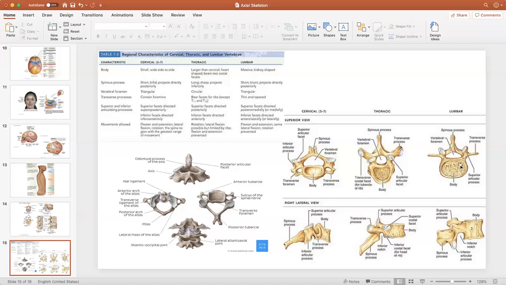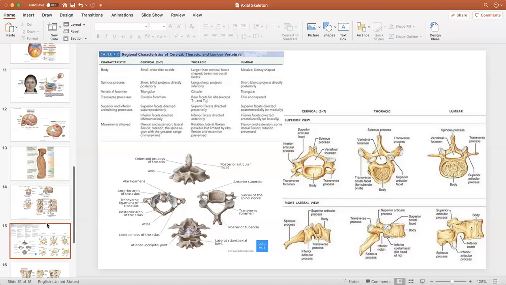And then with the lumbar, we have a much bigger vertebral body, smaller vertebral foramen, shorter transverse processes that go straight out, and then a shorter spinous process as well. So be familiar with the structures of each section in the spine and the specific landmarks on each of the bones there.